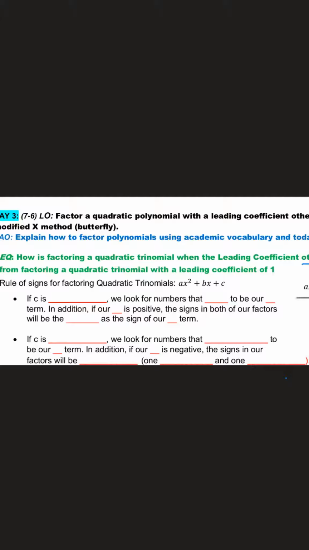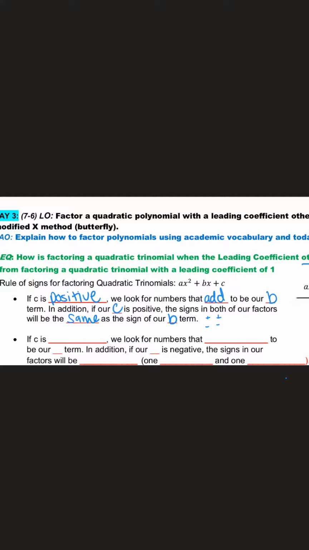So remember, if C is positive, we look for numbers that add to be our B term. In addition, if our C term is positive, the signs in both of our factors will be the same as the sign of our B term. So if B is positive, they'll both be positive. If our B term is negative, they'll both be negative.